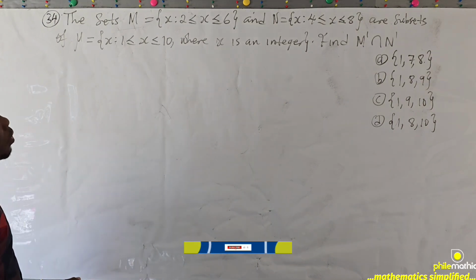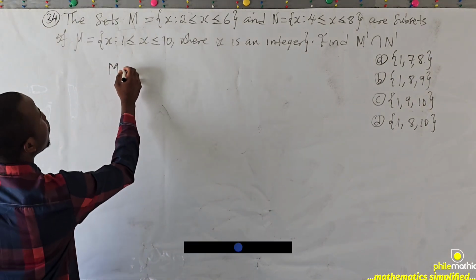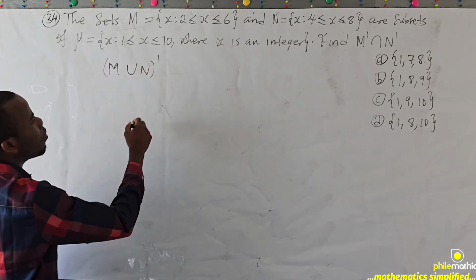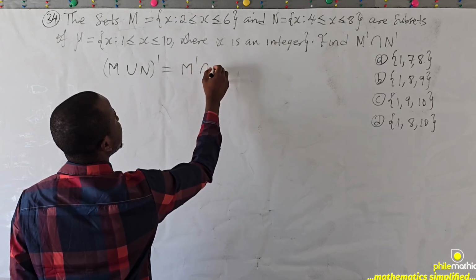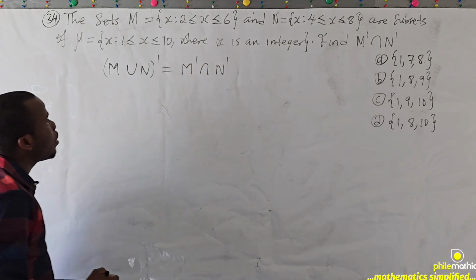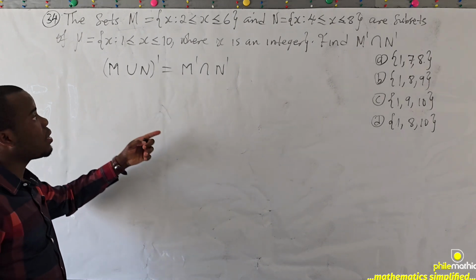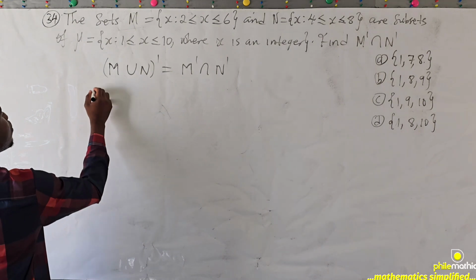To do this, we can use the law that says M union N all prime equals M prime intersection N prime. With this law, we can make our solution faster. And so let's list what M is.